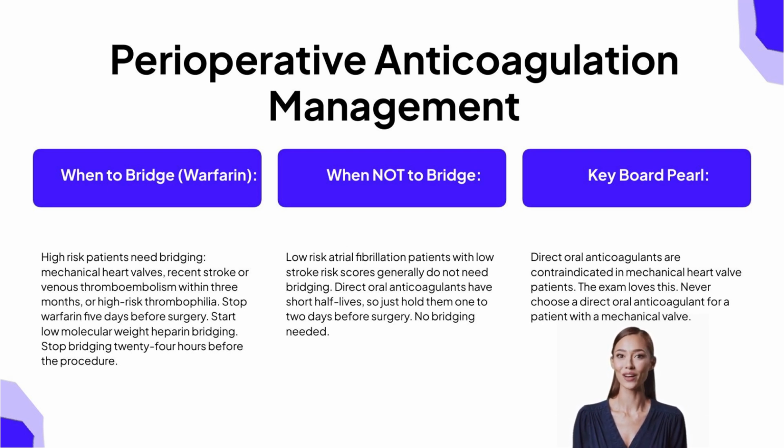For the direct oral anticoagulants, the situation is simpler. These drugs have short half-lives, so you typically just hold them 1 to 2 days before surgery depending on renal function and bleeding risk. Bridging is generally not needed for direct oral anticoagulants. This is a high-yield distinction the exam loves to test. Review the perioperative medicine and cardiology sections of your board prep materials for the complete bridging algorithms.